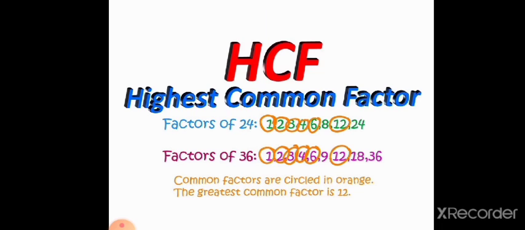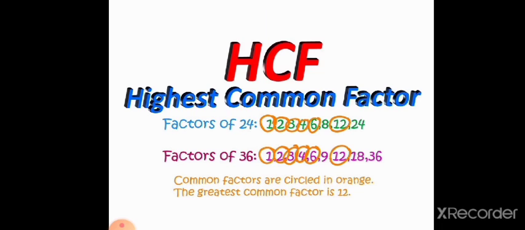So let me tell you what a factor is. A factor is a number that divides another number exactly without leaving a remainder. So factors of 24: you can see 1 into 24 equals 24. Similarly, 2 into 12 equals 24, 3 into 8 equals 24, 4 into 6 equals 24. So these are all the factors of 24.